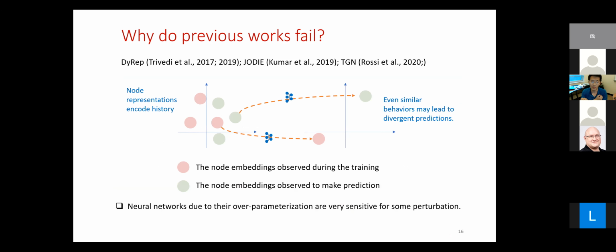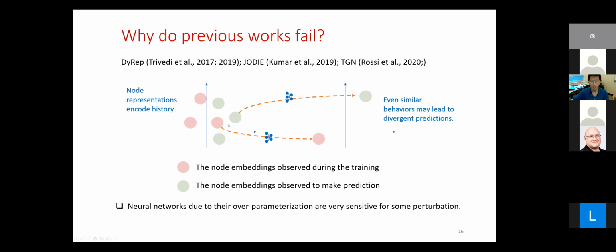Another way to understand this is more like this. Suppose you have a bunch of node embeddings. Let's say these red nodes are node embeddings in the training data set, representing the history regarding each node. And when you use your model over some testing data set, you may encounter node embeddings like this green node that are totally different from this red node.